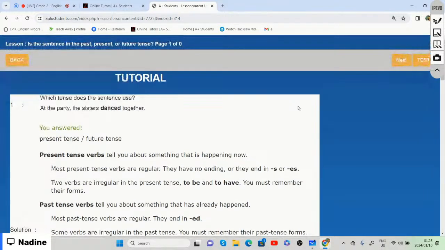All right, so now we're going to say which tense the sentence uses. Does it use the present tense? Does it use the past tense? Or does it use the future tense?